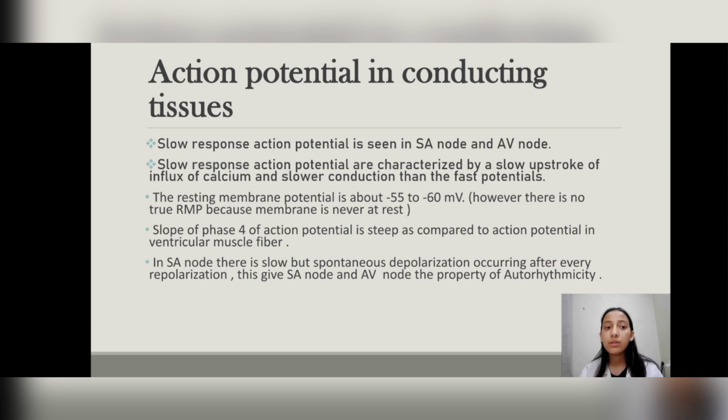Now, this third point, which we discussed above, that the resting membrane potential is minus 55 to minus 60. However, it is not true. Why? In SA node, there is slow but spontaneous depolarization. It means that after every repolarization, there is slow but spontaneous depolarization occurring. So the membrane never rests.